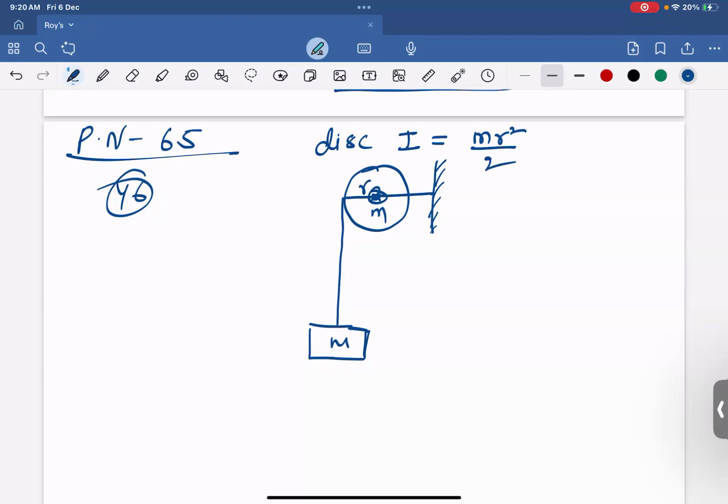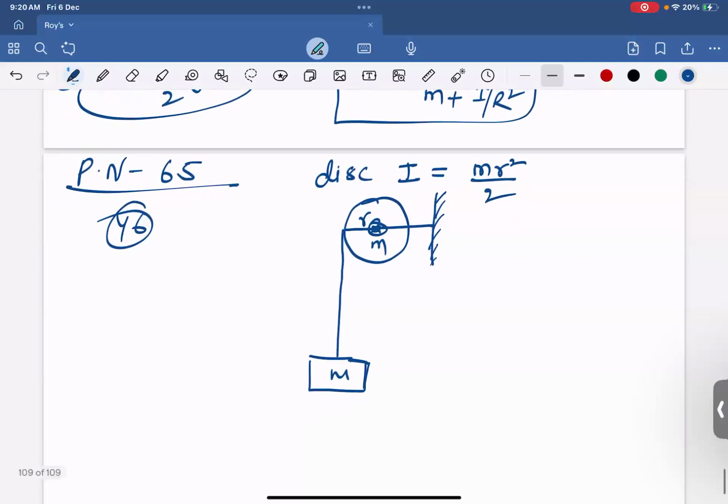Mr square by 2. This is the moment of inertia of the disk. And they're asking that when it descends through a height h, at that time, what is the speed? So anybody, if released from rest, the initial velocity is already given here as 0, and the distance traveled is h. So you have to find the velocity.